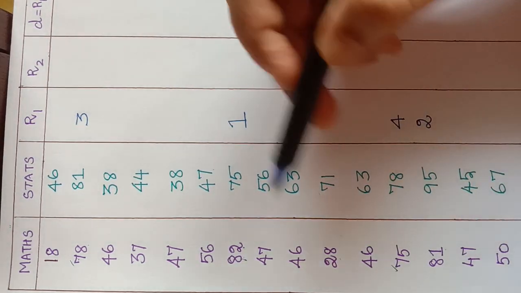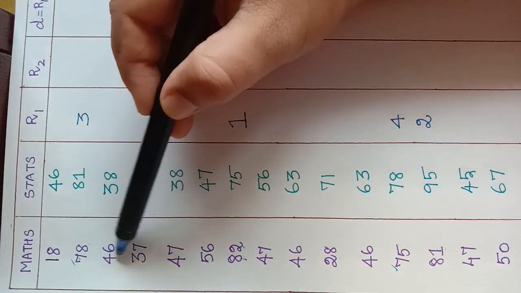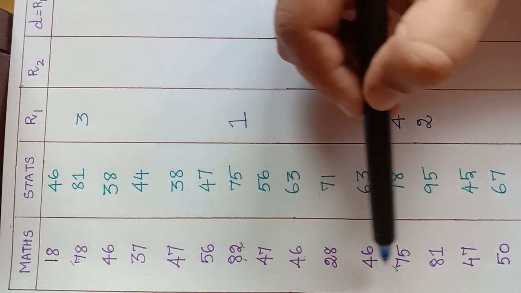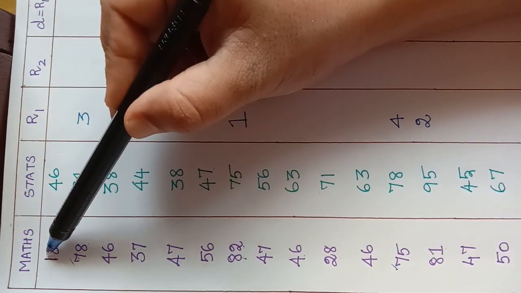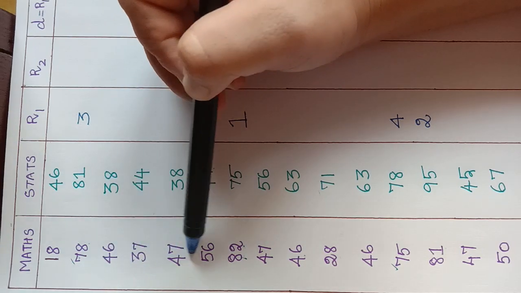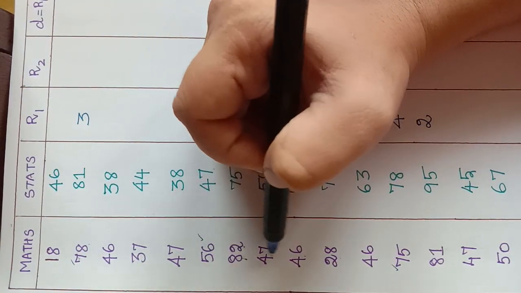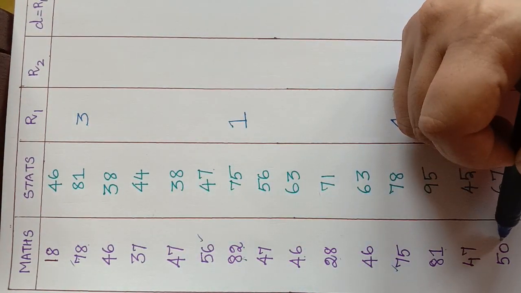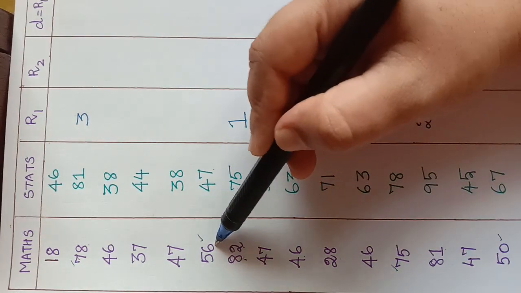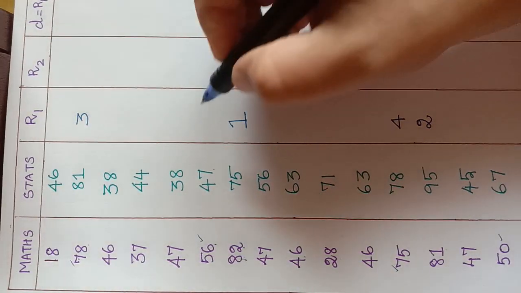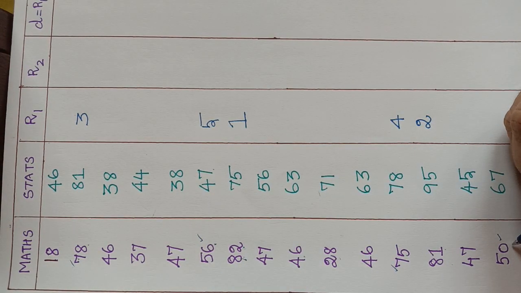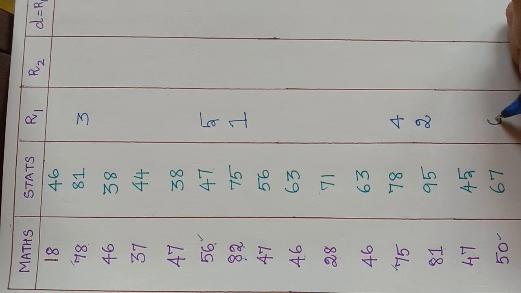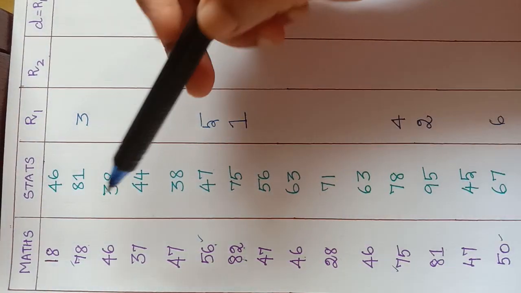Next we have to check in the 60s. In the 60s we don't have any marks. So after the 60s, in the 50s we have to check. In the 50s, we have a 56 here and then we have a 50 here. So 56 is the highest, and we have completed 4 ranks, so 56 will get the 5th rank and 50 will get the 6th rank. Now the 50s are completed.